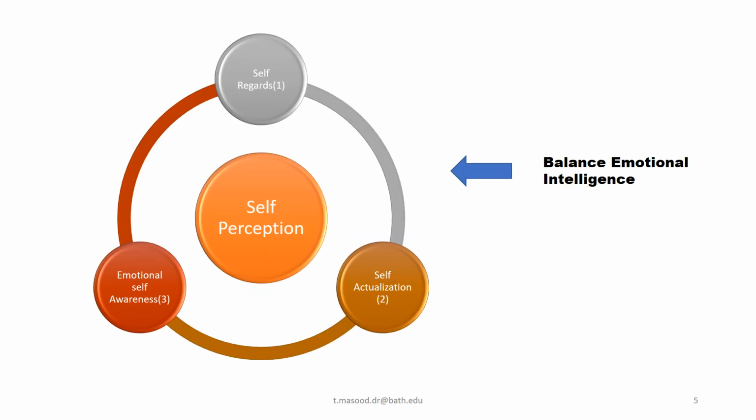Okay, self-perceptions is further constituted of self-regard, self-actualization, number 2, and number 3, emotional self-awareness. So when I complete each of these components, like self-regard, self-actualization, and emotional self-awareness, after that I will determine the balance of self-regard, the balance of self-actualization, and the emotional self-awareness balance, where they can stand. Okay, so it will be discussed at the end of the slide.